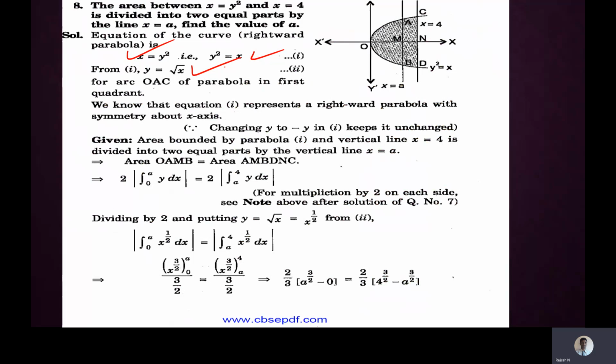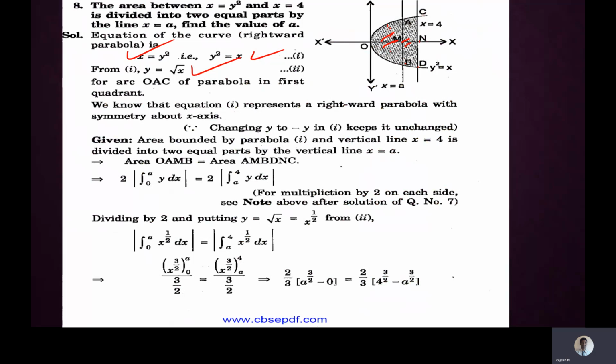So y is equal to what? Root x. And you know the area is equal to what? Area of OAMB. Area of OAMB is what? The area bounded by the parabola and the vertical line x is equal to 4 is divided into two equal parts. That means the area of OAMB is equal to the area of AMBDNC. So this area is equal to this area. This is given.